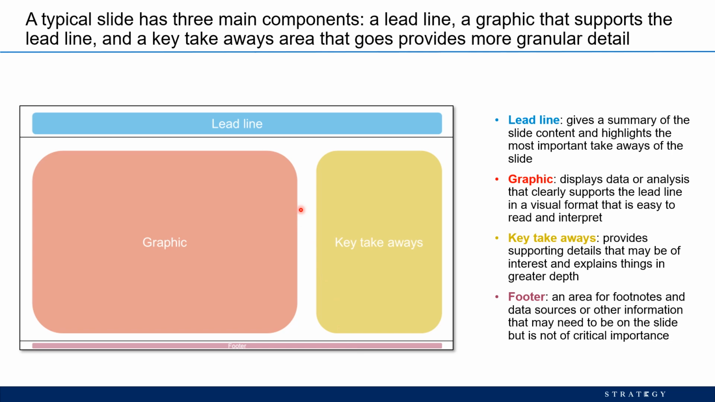So if you look at this slide, for instance, right up here, this is my lead line. It tells what the main message of the slide is. Then I look over here. Here is a graphic, basically giving a visual representation of what my lead line is saying. And then if I look over here, this is my key takeaway area. This side goes into more detail on specifics. So for instance, if I wanted to know more about what should be in key takeaways, I could read this section right here.